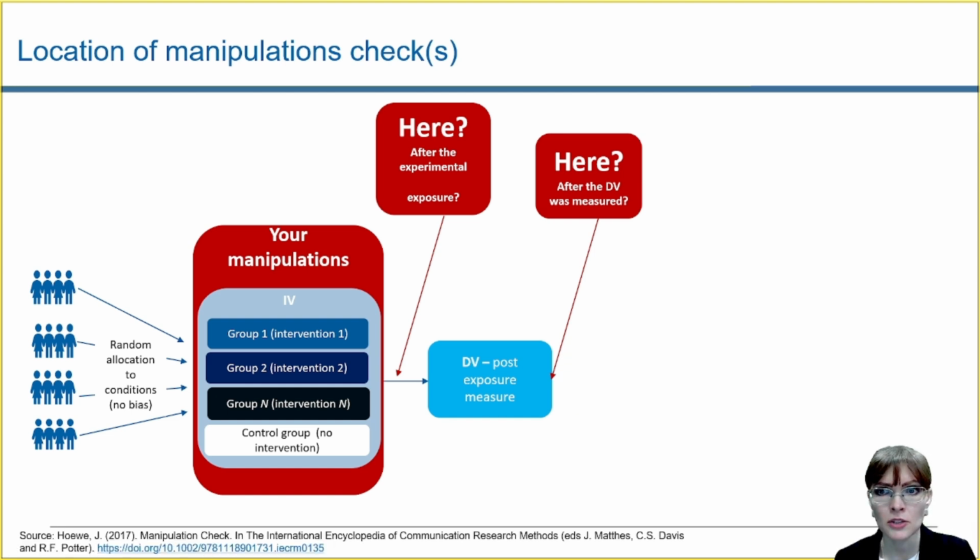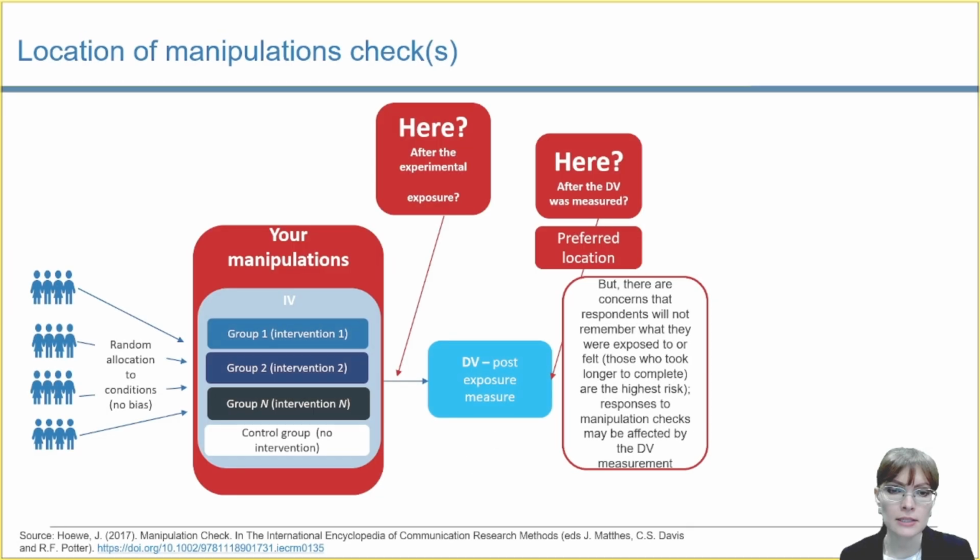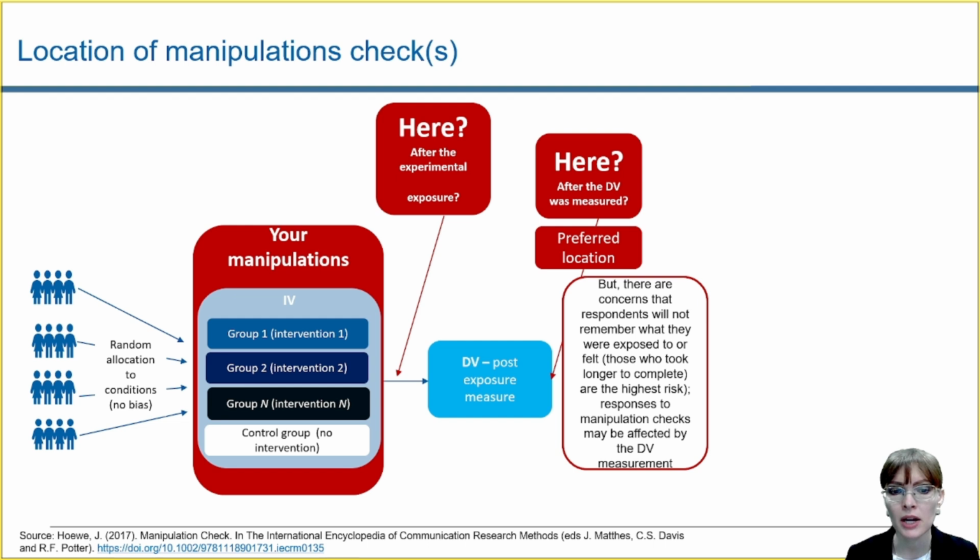In providing an answer to this question in relation to the location of the manipulation checks, I'm actually building on Hauser's 2017 work. And they suggest that the preferred location is after you have measured your dependent variable. But at the same time, they also acknowledge that there is a concern that respondents may not remember what they were exposed to if the experimental post-exposure questions are too long. This is usually a potential risk when you run your experiments online, when people don't come into the lab, and you obviously don't have a lot of control over the sequence of the procedures and the speed that they go through the questions.